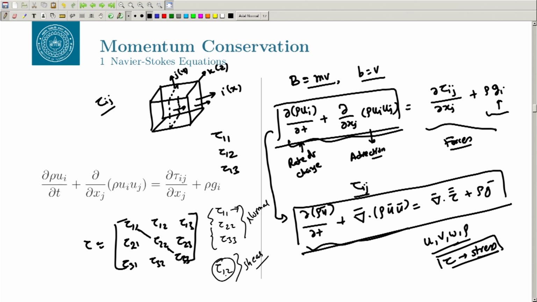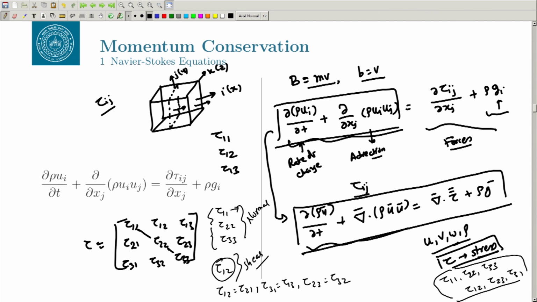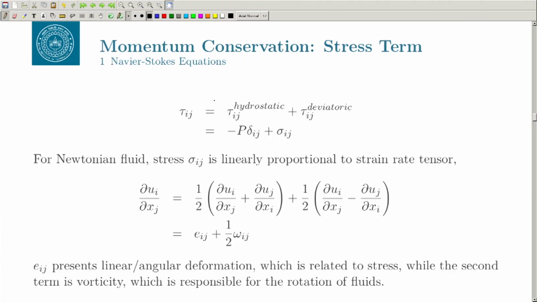And now, remember this tau is a symmetric tensor, that means your tau 1 2 will be equal to tau 2 1. Similarly, tau 3 1 equal to tau 1 3 and similarly tau 2 3 equal to tau 3 2. So, this is a symmetric tensor, but even if it is a symmetric tensor, you have at least 6 unknown quantities, which is tau 1 1, tau 2 2, tau 3 3, tau 1 2, tau 2 3 and tau 3 1. So, how do you get these 6 stress quantities, and then only you will be able to solve these Navier-Stokes equations, right. So, let us try deriving this stress quantity.